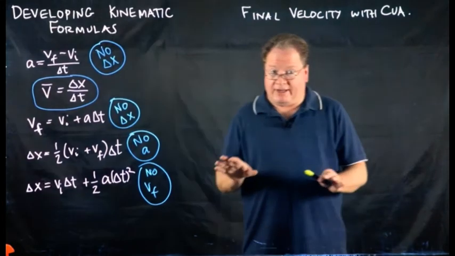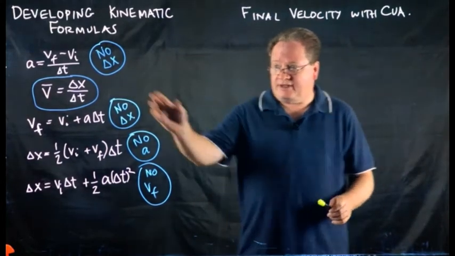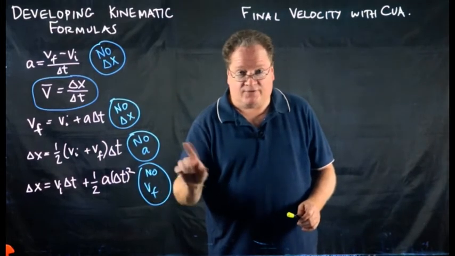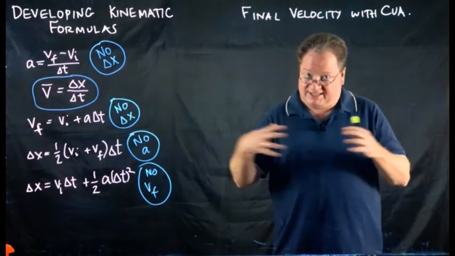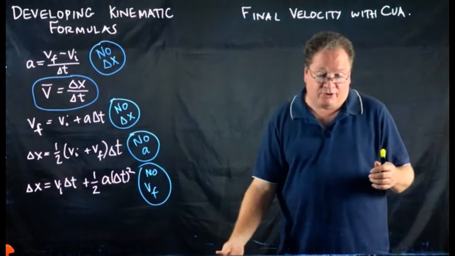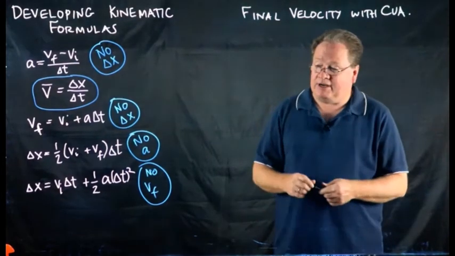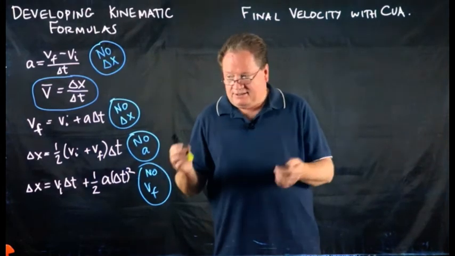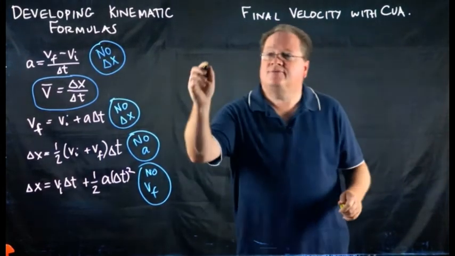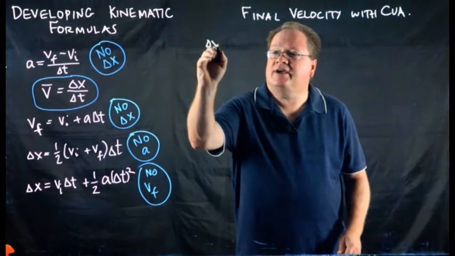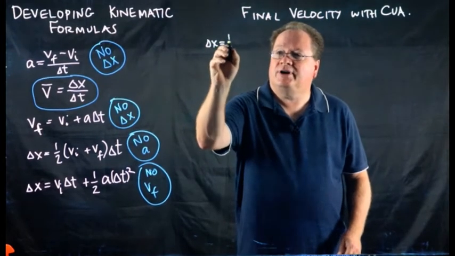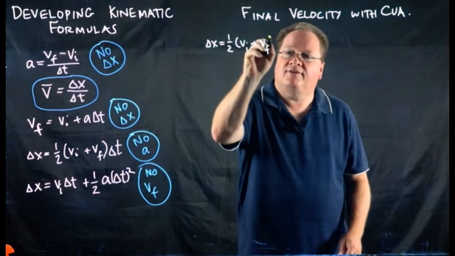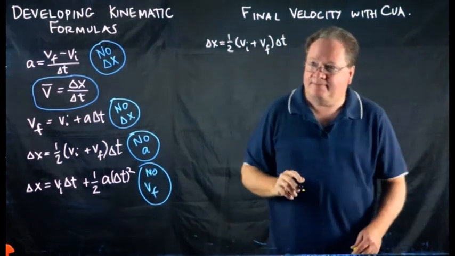Now we need an equation that has, if you look at what we have here, I want an equation that has no delta t in it. So if I don't know how long that something is accelerating for, or if I drop something and I don't know how long that it's going, I can use a formula that has no delta t. To do this, I'm going to start with the same formula we did before, which was delta x equals 1/2 (vi plus vf) times delta t.